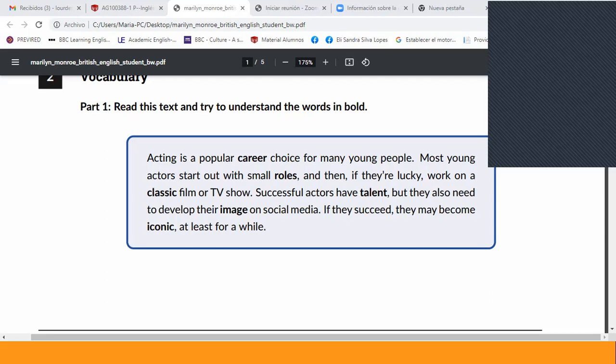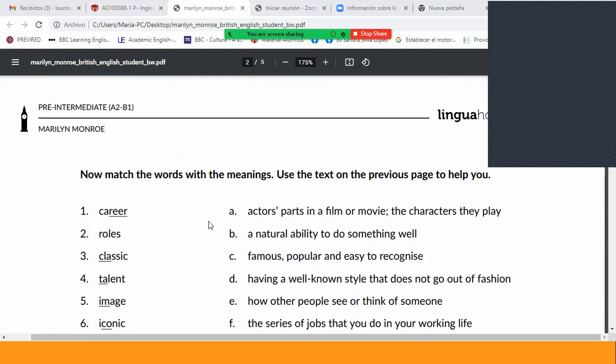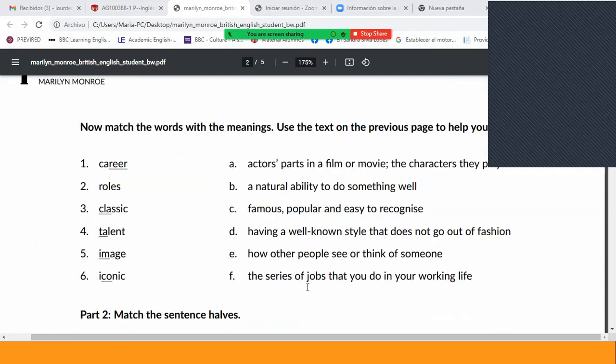Okay, right. Good. Any questions about this text? No? Okay. Let's go on. Go to the next page. Here you have different words, different meanings, okay? From 1 to 6, please match words with meanings. This should be very easy. Okay?